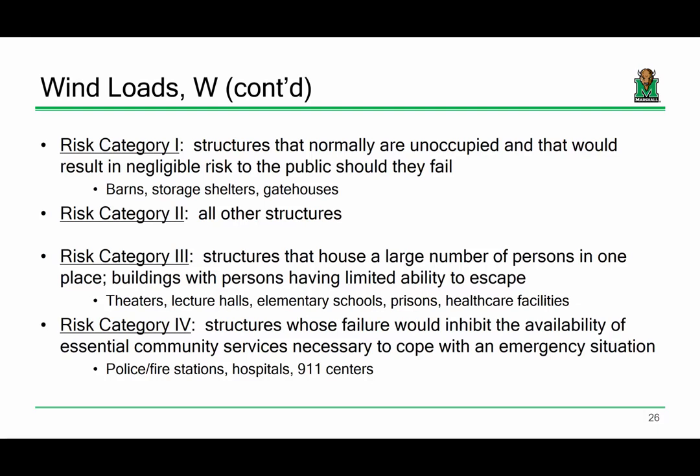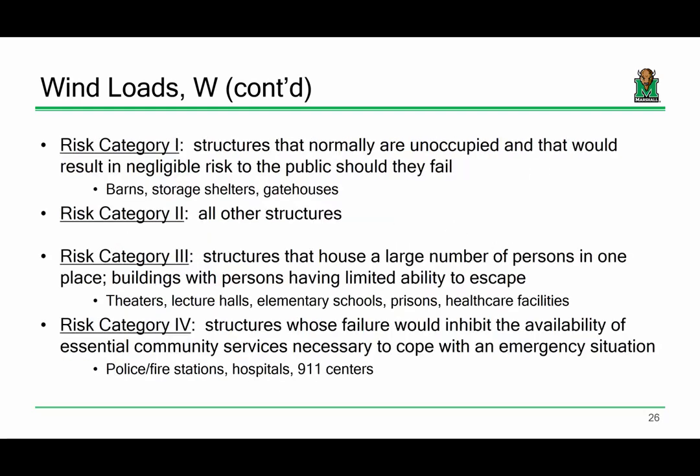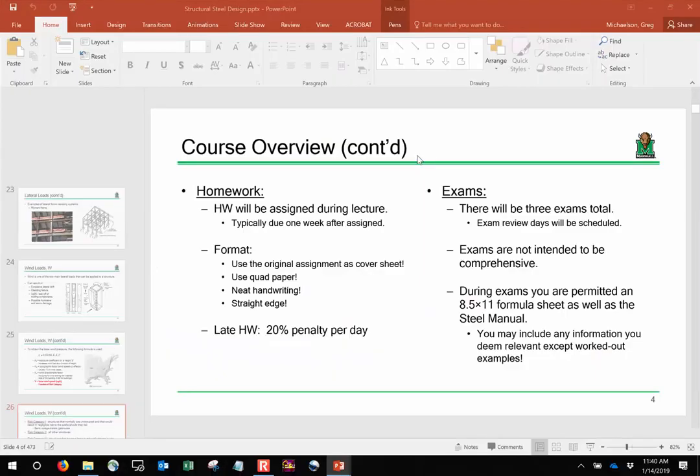So dependent upon your risk category, the way that we handle that in the spec is the higher the risk category, the higher the wind speed. Okay? I actually want to show you how that works real quick because I think it's really nifty.